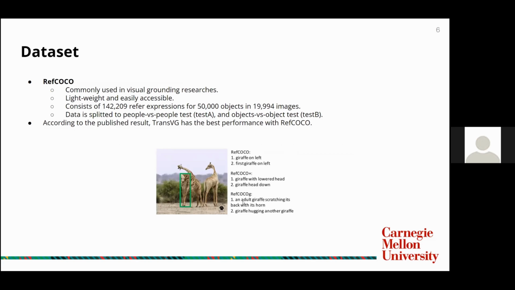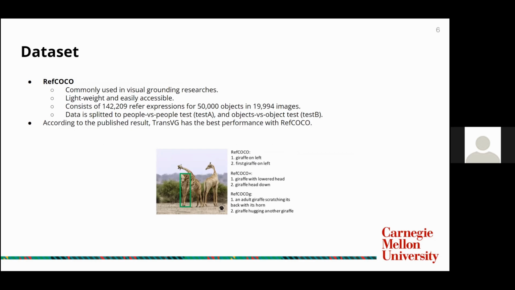In this project, we use RefCOCO as our testing and training data. It's widely used in visual grounding research. It's lightweight and really easily accessible. The data is split into people versus people tests and object versus object tests. Below, you can see a typical RefCOCO data sample. It consists of an image and referring expressions on the right.